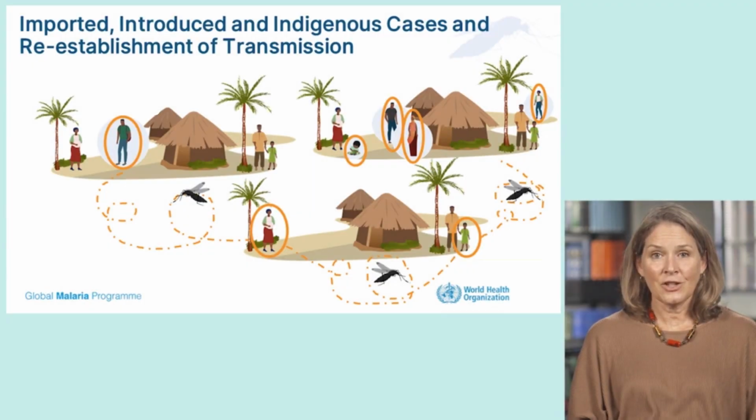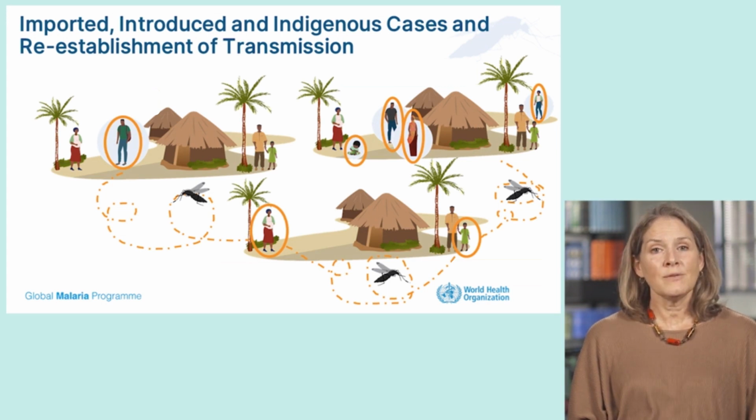Let us start this discussion on prevention of reestablishment by clarifying again the difference between imported, introduced, and indigenous cases, and define reestablishment. This image shows a small village after it has eliminated malaria. After a country or area has eliminated malaria, imported cases may occur if people move into the area from malaria endemic locations or return from trips to malaria endemic areas. Near international borders, it is also possible that a shared mosquito population will bring malaria across the border.